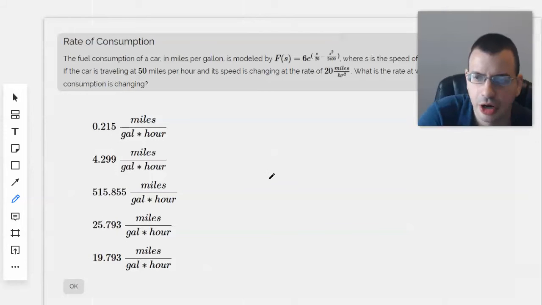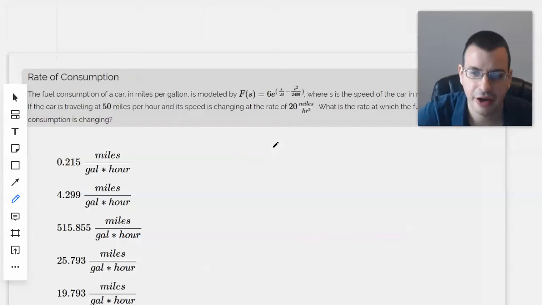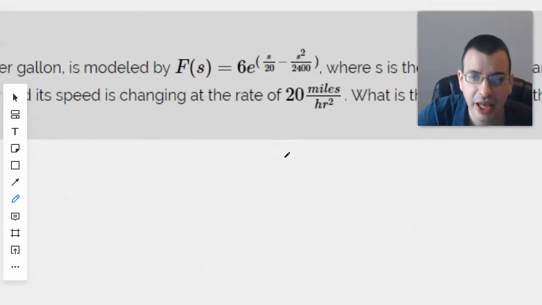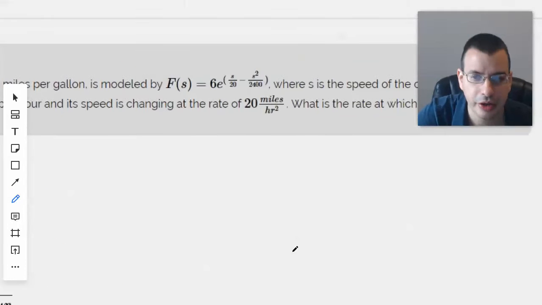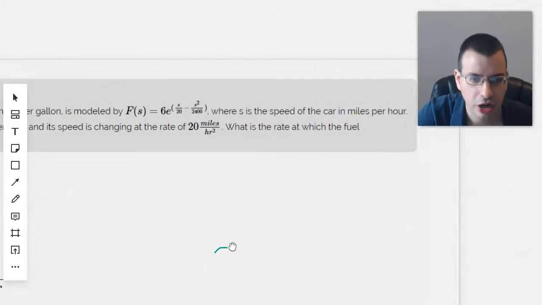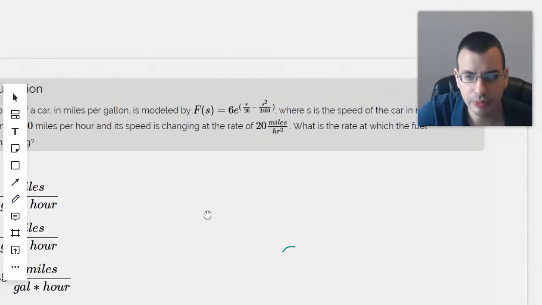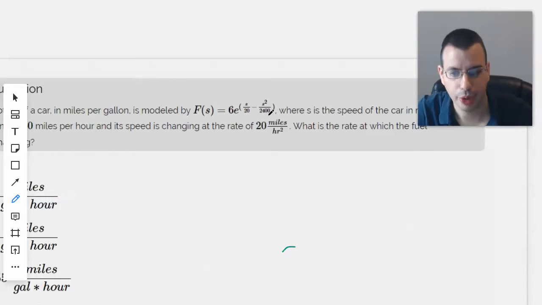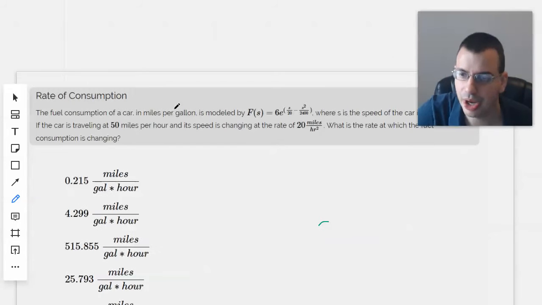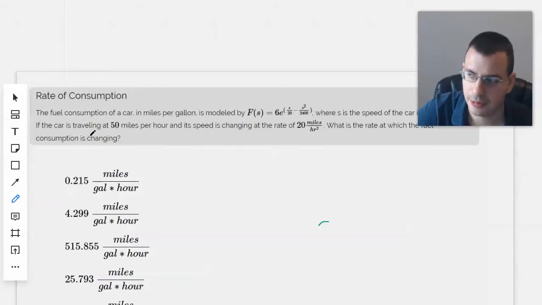The fuel consumption of a car in miles per gallon is modeled by f(s) = 6e^(s/20 - s²/2400), where s is the speed of the car in miles per hour. Miles per gallon, miles per hour. So basically the fuel consumption depends on the speed of the car.